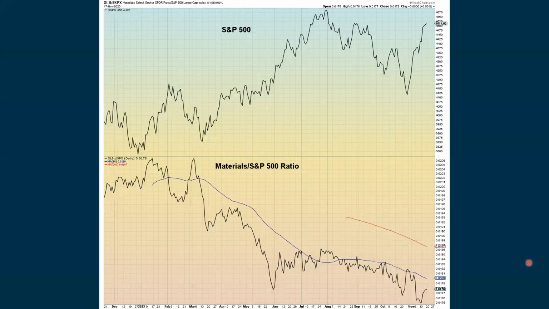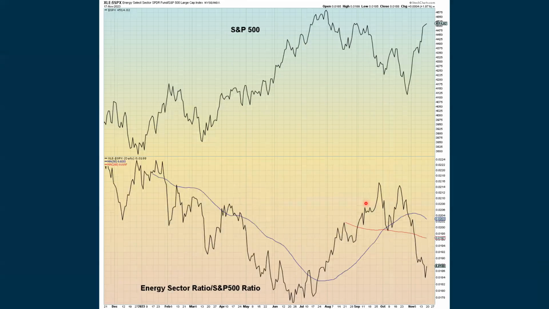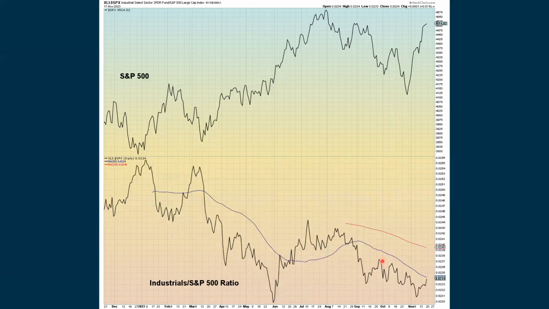We look at different sectors, and we compare them to the S&P, where materials are in a downtrend and underperforming the S&P. Communication, which has been a stronger area in 2023, that's outperforming. The energy sector was really trying to make a comeback. We had enough here to generate a golden cross, but now we've been seeing some weakness in energy compared to the S&P. The financials, which really took a dump back in March when we had the banking crisis, have pretty much been going sideways ever since.